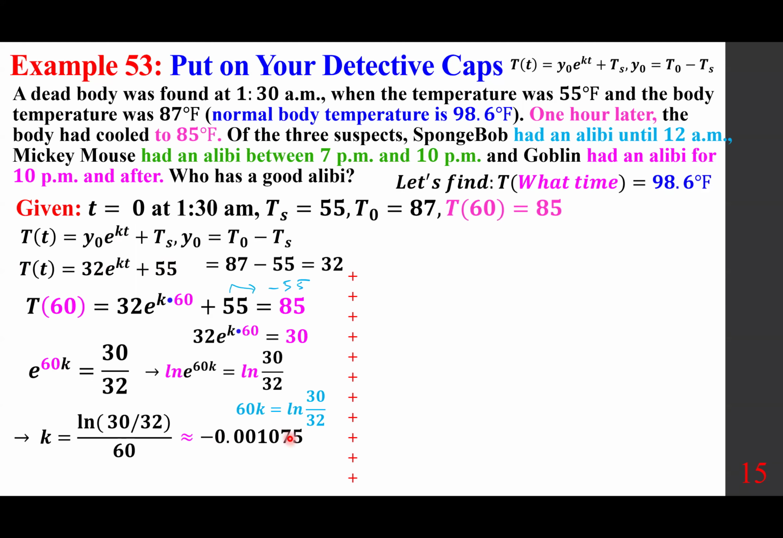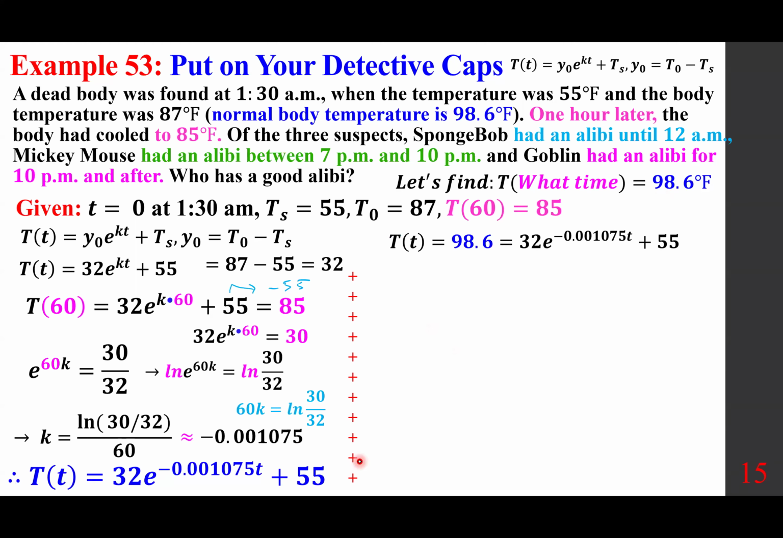So we are going to go back to T of t and write T of t is 32 e to the power of k, which is this number, times t plus 55. So we found the general solution. Now we need to find when T of what time should be 98.6. So set this equal to 98.6.